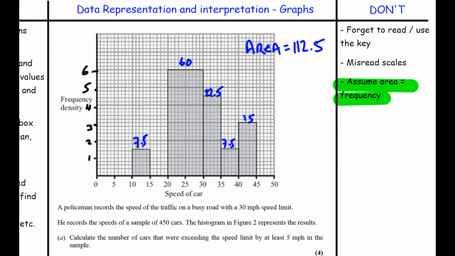Right, so from here I can see that the total area is going to be 112.5. So adding all of those values together, the area is 112.5. But I knew from the question that this is meant to represent 450 cars. The area is not the frequency for this particular question, but the frequency is going to be proportional to the area. How do I get from 112.5 to 450? So quick division, I know there's a scale factor of 4. So the frequency is actually going to equal the area times 4.